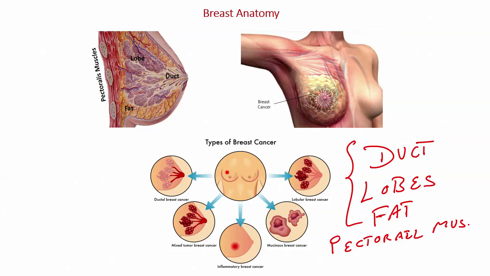Now, in the case of breast cancer, if the cancer occurs in the duct, it is called ductal cancer. If it happens in the lobes, it is lobular cancer. If it happens in both duct and lobes, it is called multi-tumor breast cancer. If there is inflammation, it is inflammatory breast cancer, and if there is mucus, it is mucinous breast cancer.